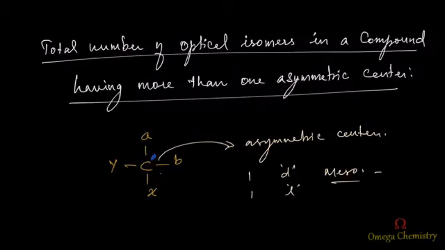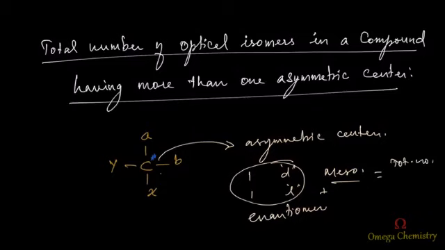So we are going to find out how many D isomers and L isomers there are. Totally I will call them enantiomers, right? And how many meso isomers are there. Enantiomers plus meso isomers will give me the total number of optical isomers, right? So we are going to calculate the total number of optical isomers available in a compound that contains more than one asymmetric center.